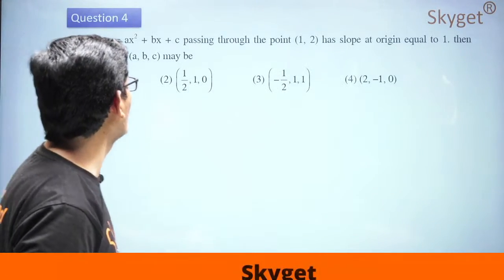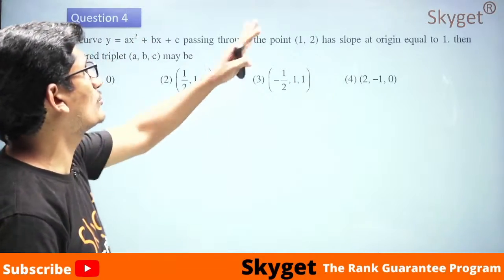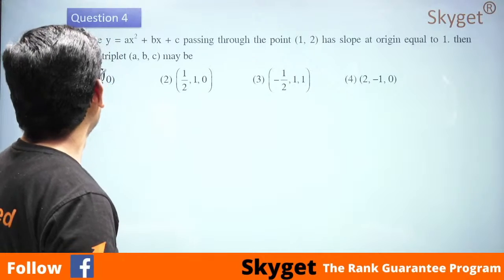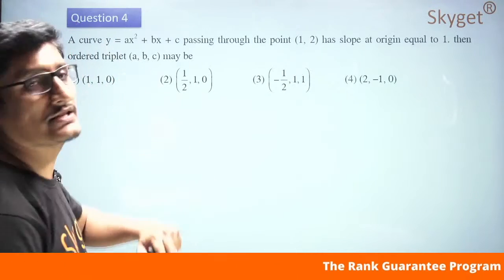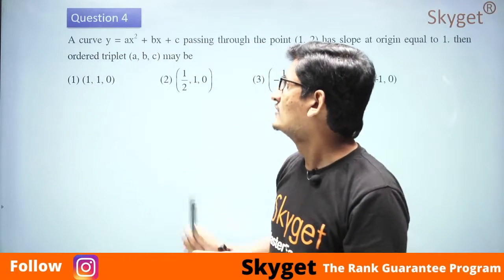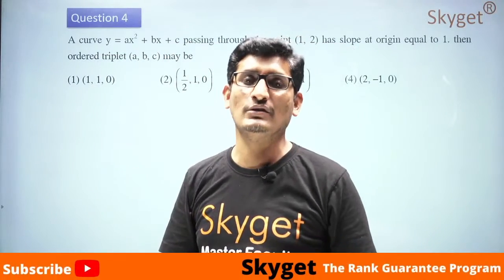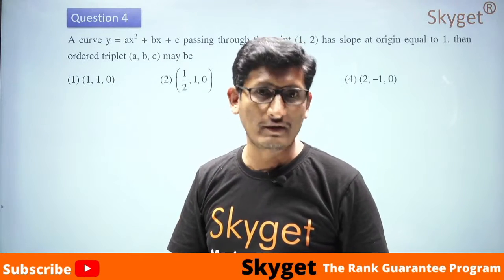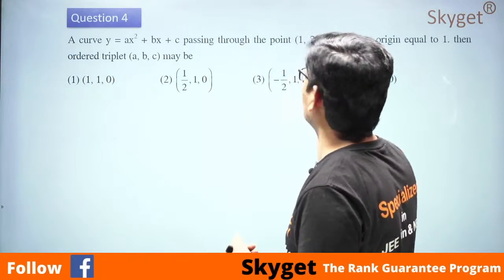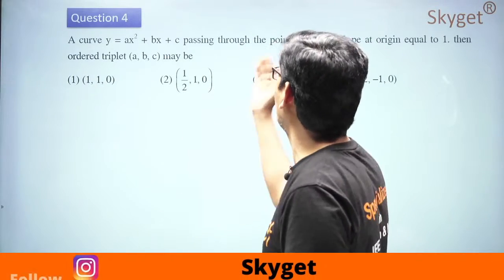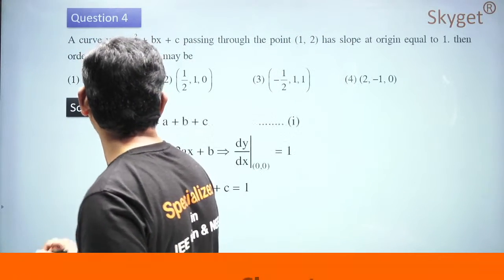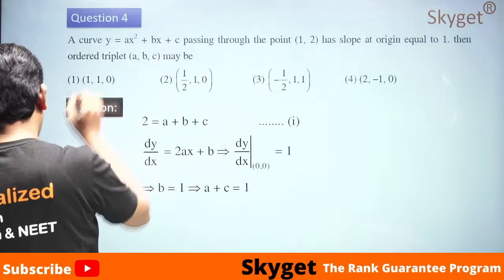Now a curve y is equal to x square plus bx plus c passing through the point 1 comma 2 has slope at the origin equal to 1. Then the ordered triplet a, b, c may be. So this is what here, coordinate geometry. So a coordinate geometry problem. In the morning shift also one problem came from coordinate geometry. So the curve is y is equal to x square plus bx plus c passing through the point 1 comma 2. Passing through the point means just substitute the point in that equation. So first of all, I am substituting 1 comma 2 here.